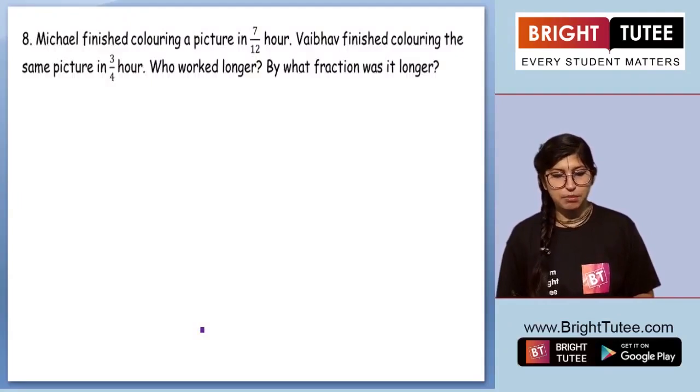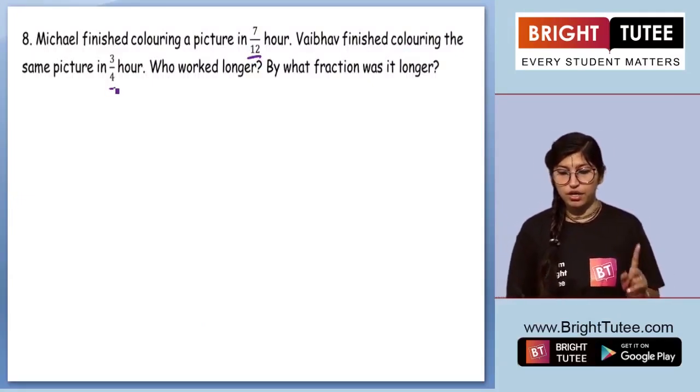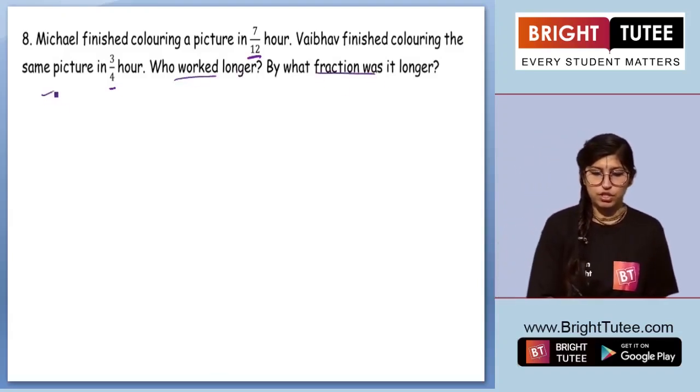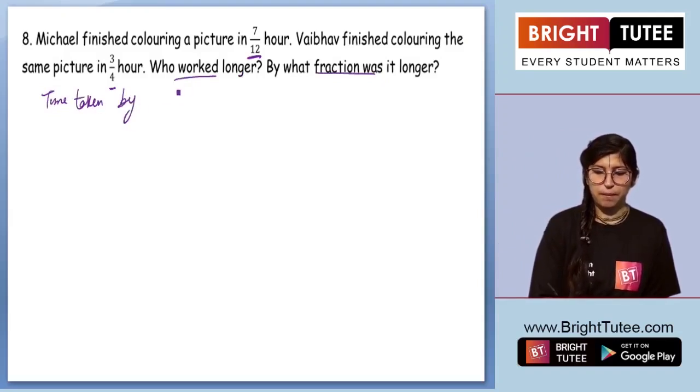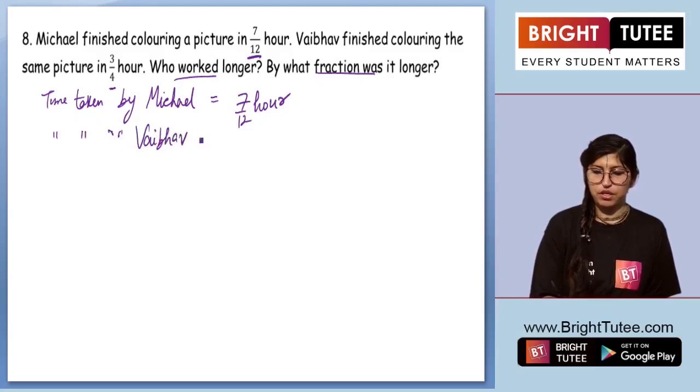Now it says that Michael finished coloring a picture in 7 by 12 hour. Weber finished the coloring in 3 by 4 hour. Now who worked longer? First part. And by what fraction was it longer? Second part. So time taken by Michael is 7 by 12 hour and time taken by Weber is 3 by 4 hour.